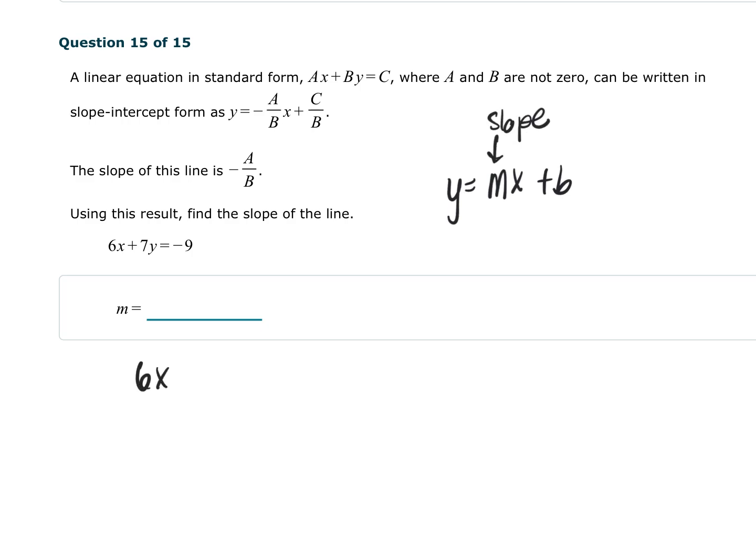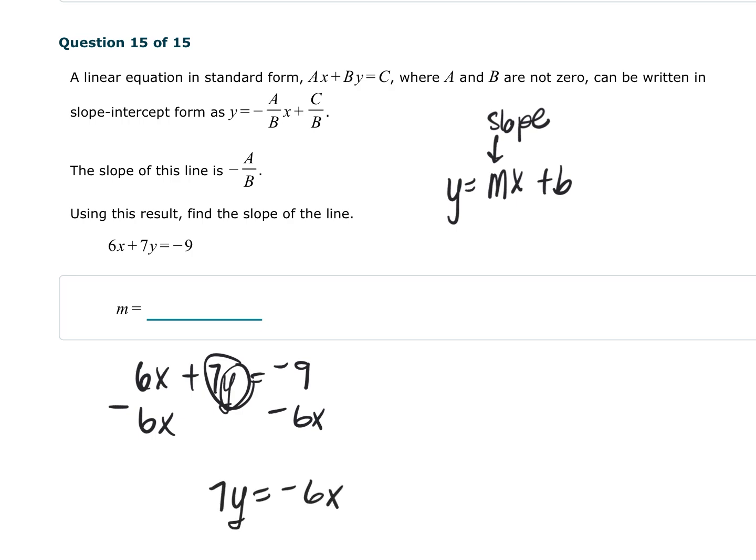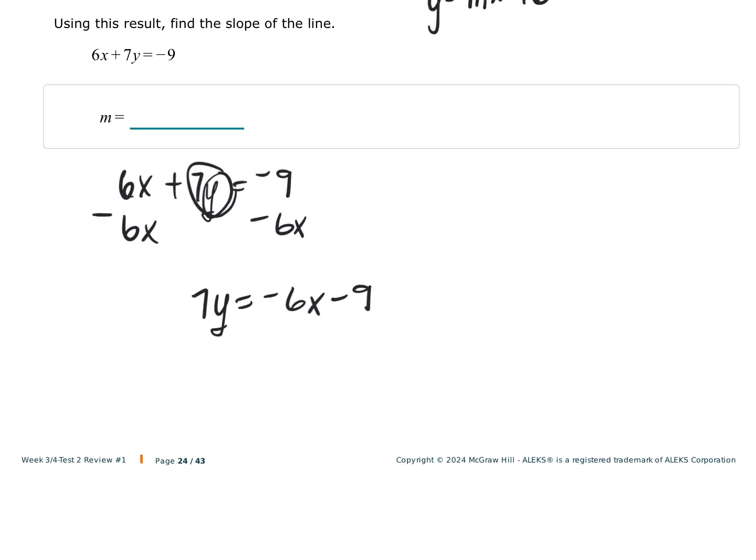So 6x plus 7y equals -9. I want y by itself. And to get y by itself, 7y needs to be by itself. It's not. So subtract 6x from both sides. And now divide everything by 7. So y equals -6/7x minus 9/7.